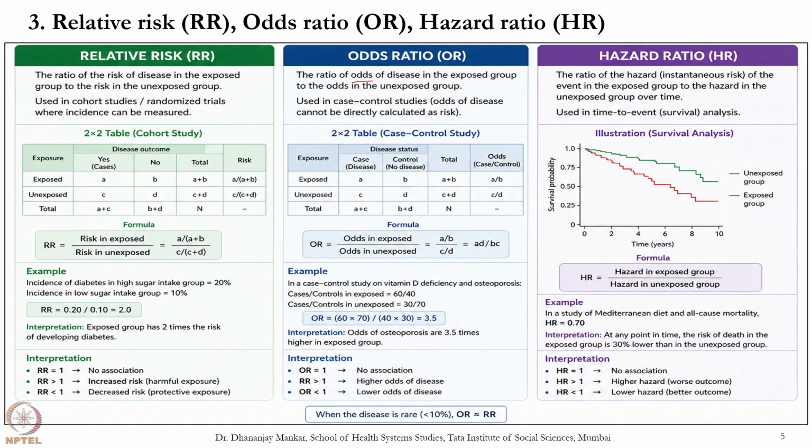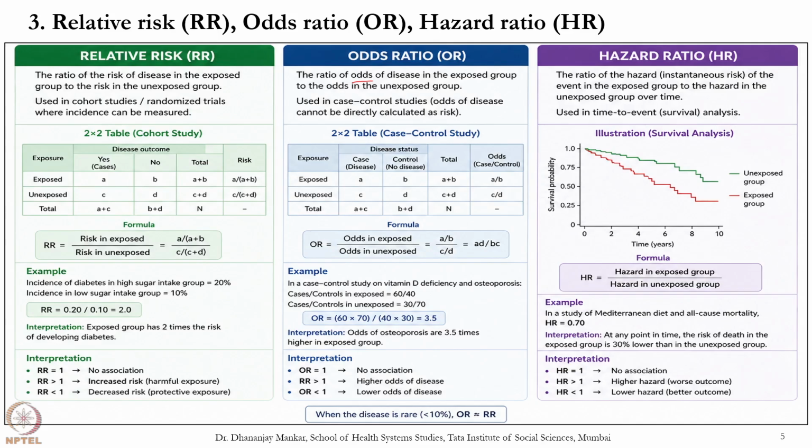If the OR is equal to 1, there is no association. If the OR is above 1, there are higher odds of disease. If it is below 1, then there are lower odds of disease. Okay. When the disease is rare, the OR is approximately equal to the RR.